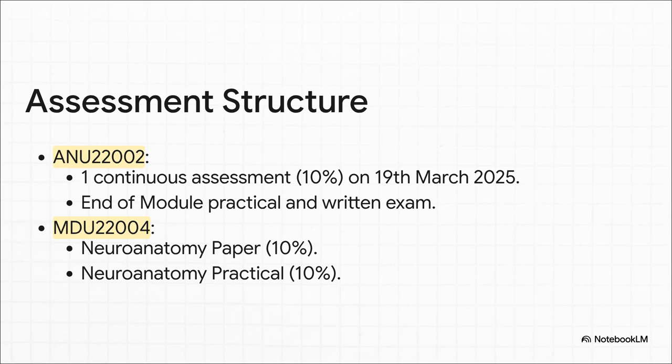Okay, let's talk assessments. This is important, so pay close attention to your module code. If you're in ANU 22002, you'll have one continuous assessment worth 10% of your grade, and that's on March 19th, 2025. Then you'll have an end-of-module practical and a written exam. Now, if you're in MDU 22004, it's a bit different. Your assessment is broken into a neuroanatomy paper, worth 10%, and a neuroanatomy practical, also worth 10%.